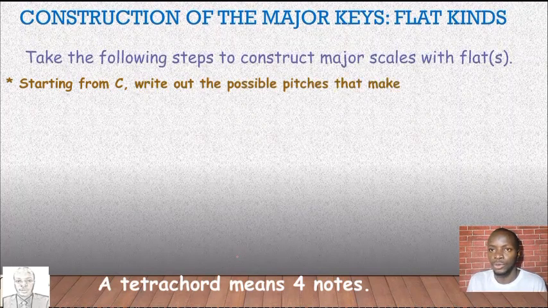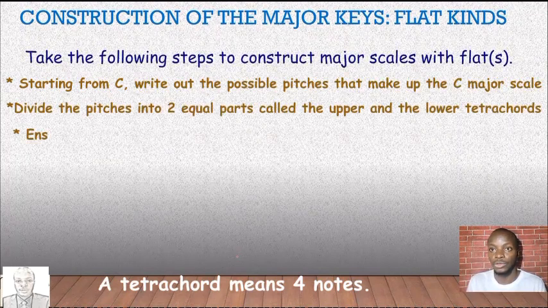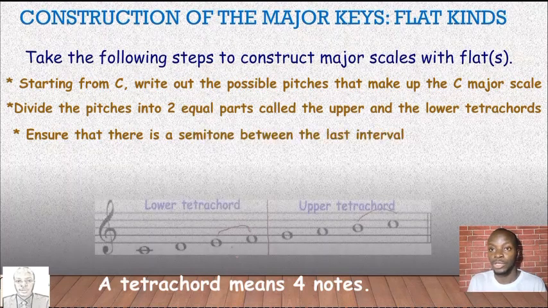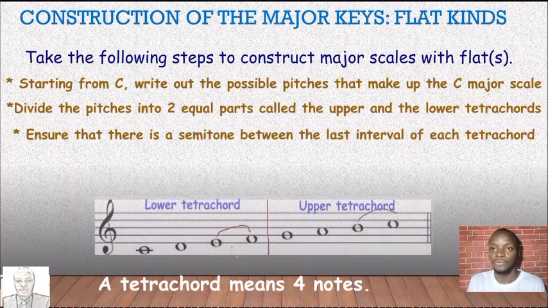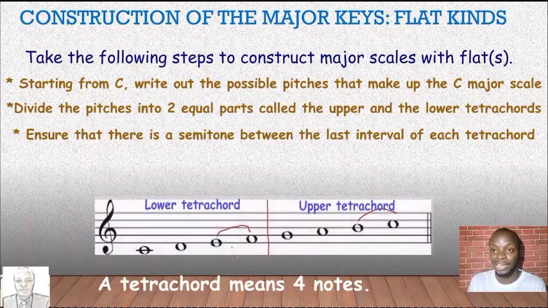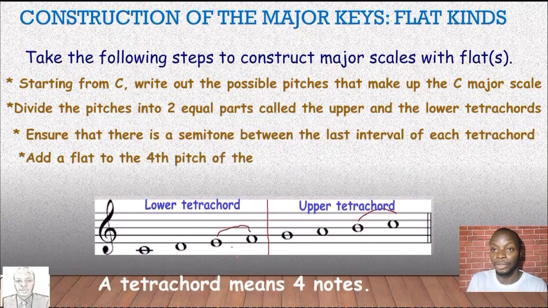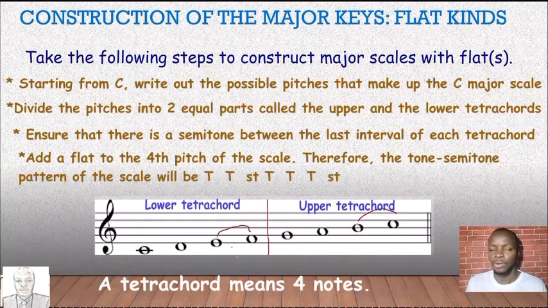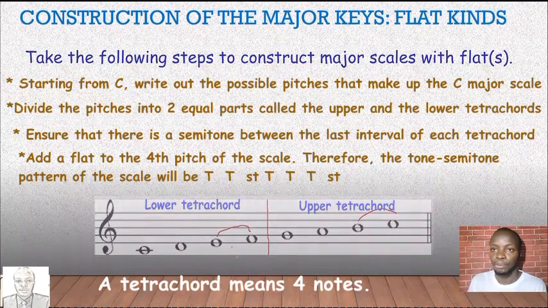All right, so here in the flat kinds we're still going to ensure that we have semitones between the third and the fourth interval of each tetrachord. That is the last interval in each tetrachord. But in this case, you are going to flatten the fourth pitch on each scale, right? Now, when you go from C, C has no sharp, no flat, right? So you build the next key from the fourth pitch. So the fourth pitch is F.